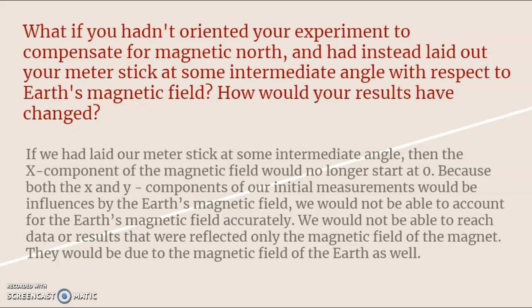What if we hadn't oriented our experiment to compensate for magnetic north? If we hadn't compensated for magnetic north, then the x component of the magnetic field would not have been 0 in the beginning. Both the x and y components would have been impacted by the Earth's magnetic field, so we would not have been able to accurately account for it, and therefore we would not have been able to obtain data that reflected only the magnetic field of the magnet. It would be due to the magnetic field of the Earth as well.